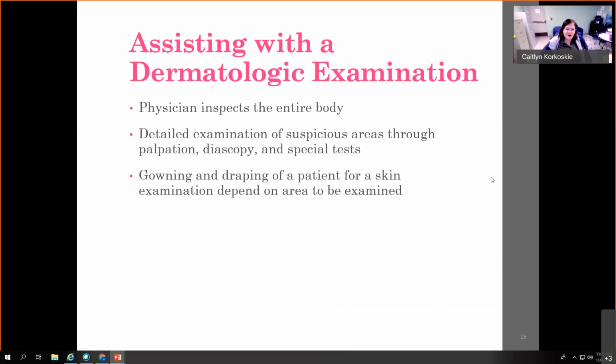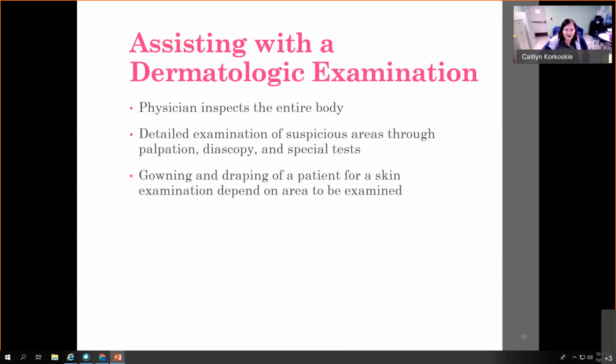With a dermatological examination, you might help the physician. The doctor will inspect the entire body. You might just be in the room as a witness because, depending on male, female, those types of things, they might have you as a witness in the room, depending on the comfort level of the patient too. They will do a full body inspection. They'll check all of the surface layers of the skin, like their back, their arms, most commonly the areas that are most commonly exposed to the sun.